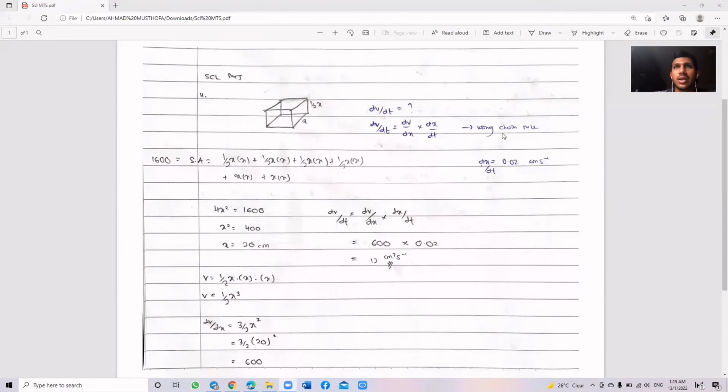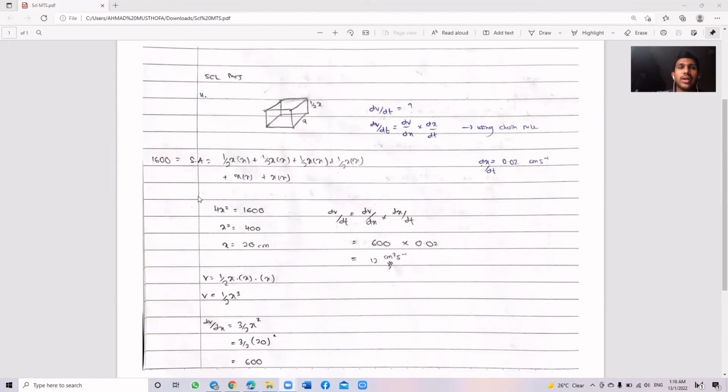All right, by using the chain rule, we know that dV over dt equals dV over dx times dx over dt. We already get dx over dt from the equation, which equals 0.02 cm per second. Then we need to get the value of dV over dx. The first step is using the surface area, which is the total area of each side of the cuboid. We total it and get surface area equals 4x squared, which is also equal to 1,600. Solving this, we get x equals 20 cm.